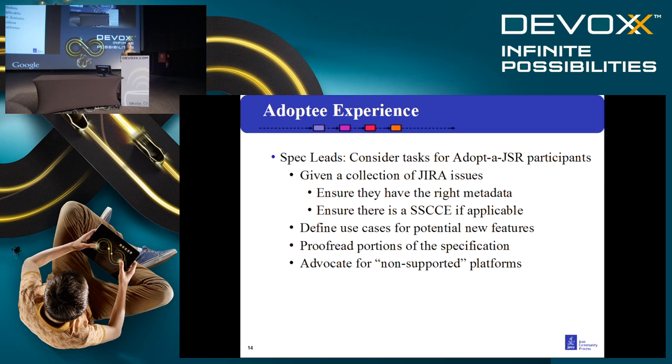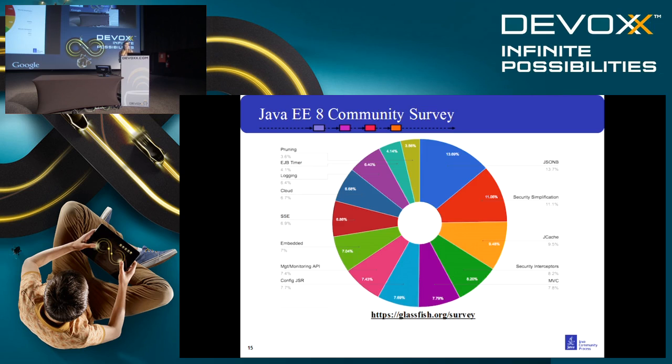So some of the things that spec leads are looking for are people to go through their public issue tracker and ensure that use cases are there, comments around proofreading and documentation, and to be an advocate for some of those non-supported platforms, some of the things that they're not thinking about. So those are some of the things that they would like to receive from you.